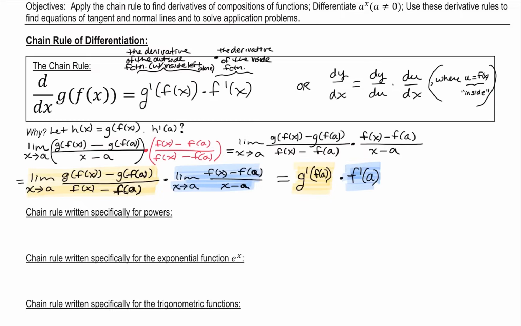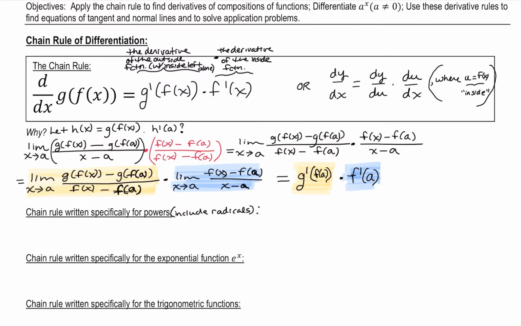All right, so what is this going to look like more in practice? That's what we want to write out here. When we're talking about the chain rule for powers, this is going to be a really important one. When we talk about powers, those would obviously include radicals, since we can rewrite any of our radicals with rational exponents.